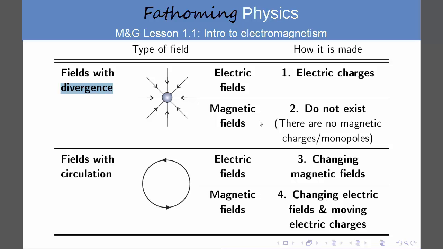The other aspect that can be present in a field is circulation, also known as curl. A magnetic field with circulation, that is, that points in a circle, is made by moving charges, or if an electric field at that point in space is changing with time. An electric field with circulation is made whenever the magnetic field at that point in space is changing with time. We will return to these summaries during the course of the topic.